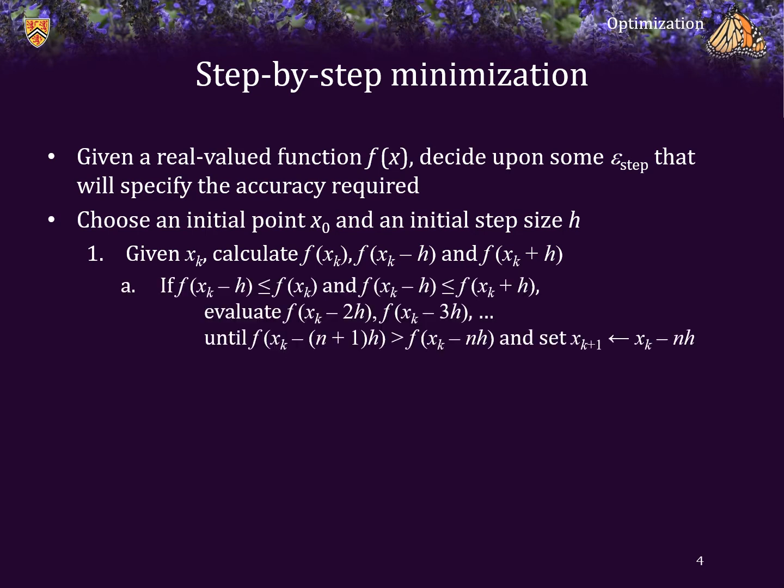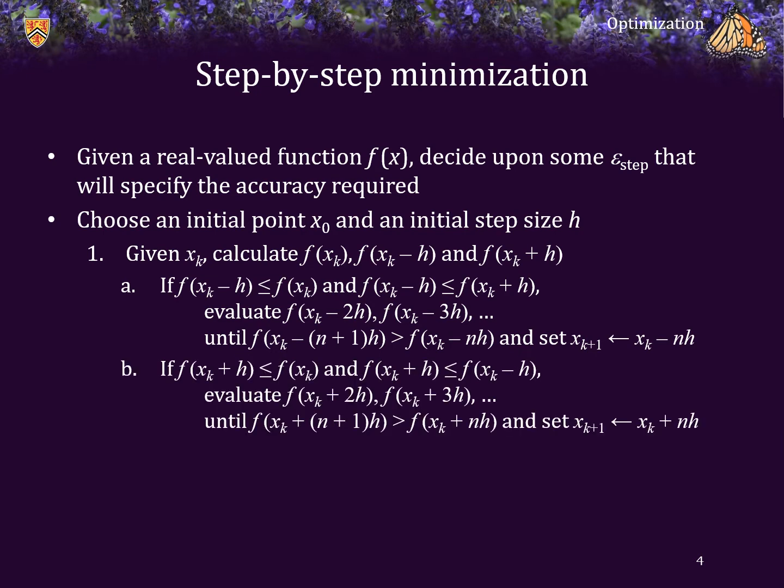Now, if f at x sub k is the least of these three, then we keep on evaluating f at x sub k minus 2h, then x sub k minus 3h, and so on and so forth, until we get to a point where f at x sub k minus n plus 1 times h now goes back up again. Consequently, we will let x sub k minus n times h be the next point.